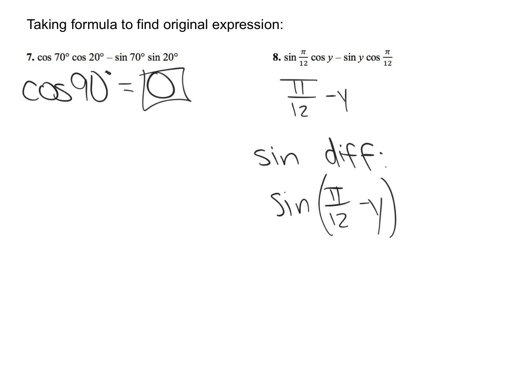Number 8 looks confusing. However, it's really just pi over 12 minus y. That's the sine difference formula. And then you get sine of pi over 12 minus y. There's no other way to combine them. That's it for that one.